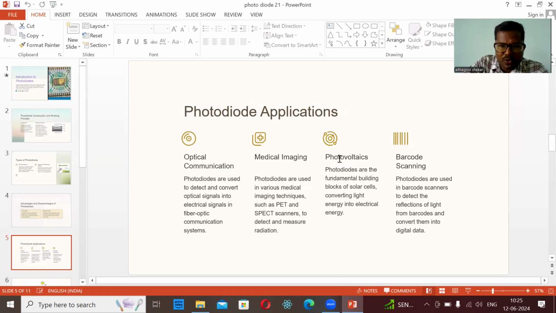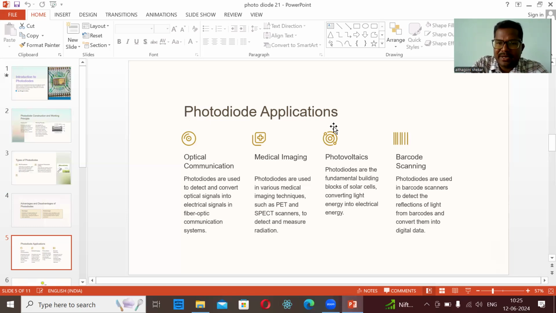Medical imaging. Photodiodes are used in various medical imaging techniques, for example PET scan and SPECT scan. PET scan is used for cancer, and many cancer patients undergo PET scan and SPECT scan to detect and measure radiation.